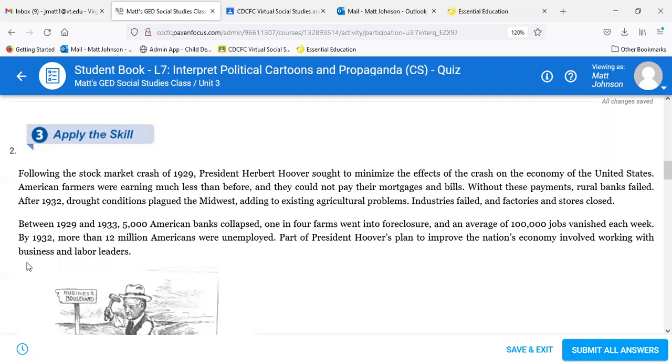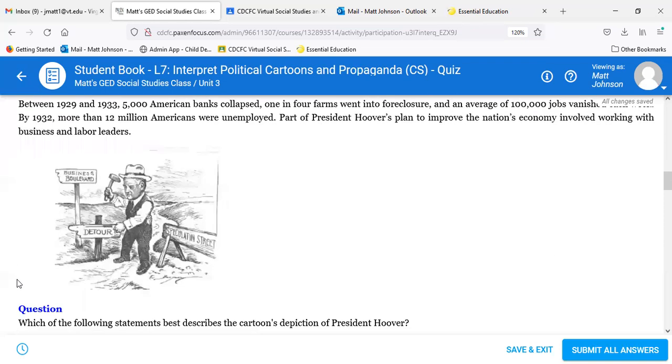But what it says here now, between 1929 and 1933, 5,000 American banks collapsed. One in four farms went into foreclosure, and an average of 100,000 jobs vanished each week. By 1932, more than 12 million Americans were unemployed. Part of President Hoover's plan to improve the nation's economy involved working with business and labor leaders. All right, so he was the president at the beginning of the Great Depression.